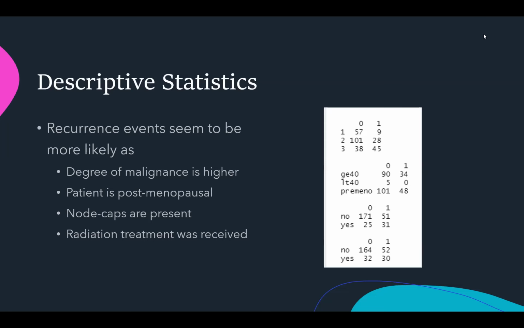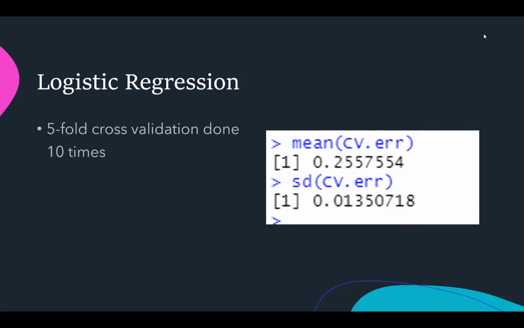And then same with postmenopausal. In the second table, we have GE40 and LT40, which are postmenopausal. I'm not 100% sure what the difference is, but premeno is if the patient was premenopausal. And then node caps being present, in that third table, again we have a greater proportion of recurrence events. And then for some reason with radiation treatment, if they did receive radiation treatment, there are more recurrence events in that category.